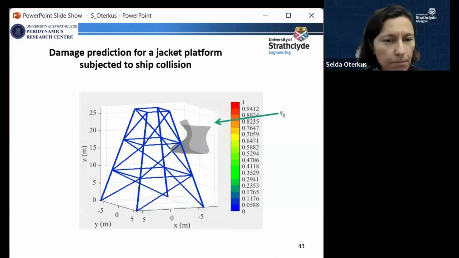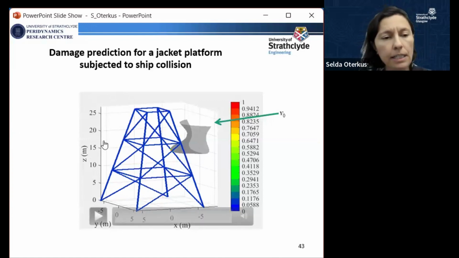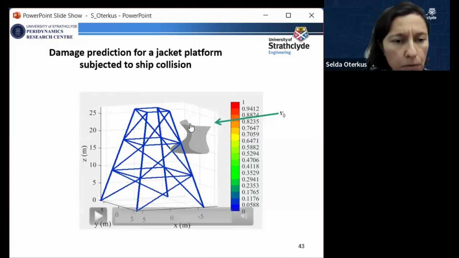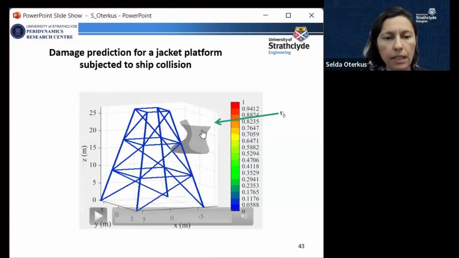In this specific example, we investigate what happens if our platform is hit by a ship. There is a ship and jacket structure interaction. In this case, we ignore the wave loading and wind loading. We assume that the jacket structure is still, and then the ship comes and hits our structure. Of course, we only model the front part of the ship, and we assume that part is rigid.